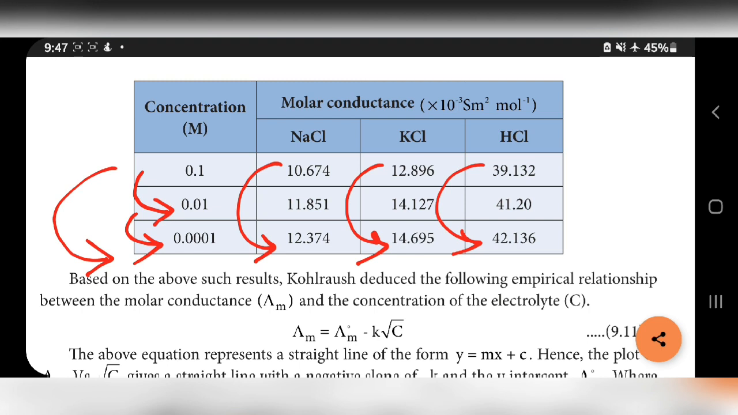For these three solutions. Based on the above results, Kohlrausch deduced the following empirical relation between Λm and C. Λm is equal to Λ°m minus K into root C. This is the equation for the relation between molar conductance and concentration.